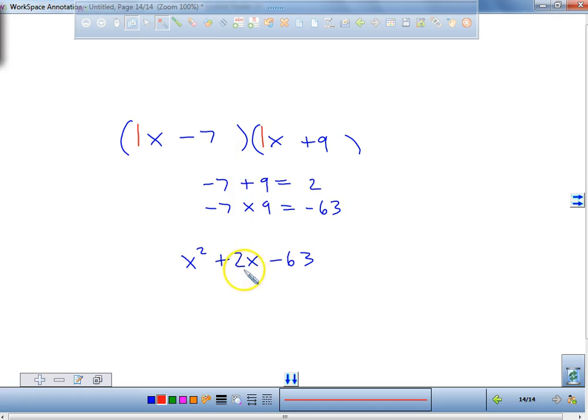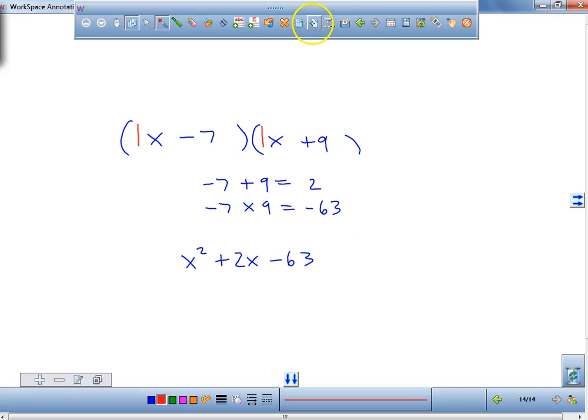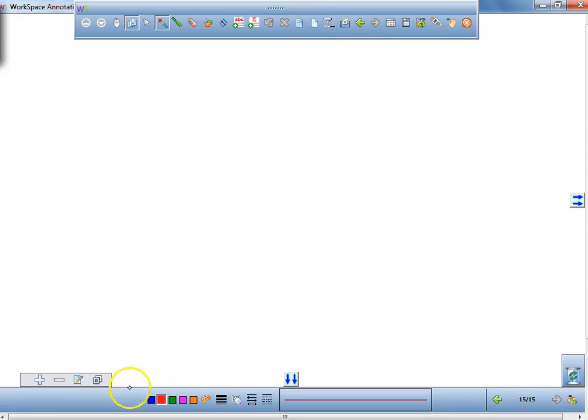9 minus 7 is 2. 9 times negative 7 is negative 63. That's an example. Okay? Alright, I'm going to do one more. Alright, then I'll pause it. Here we go.